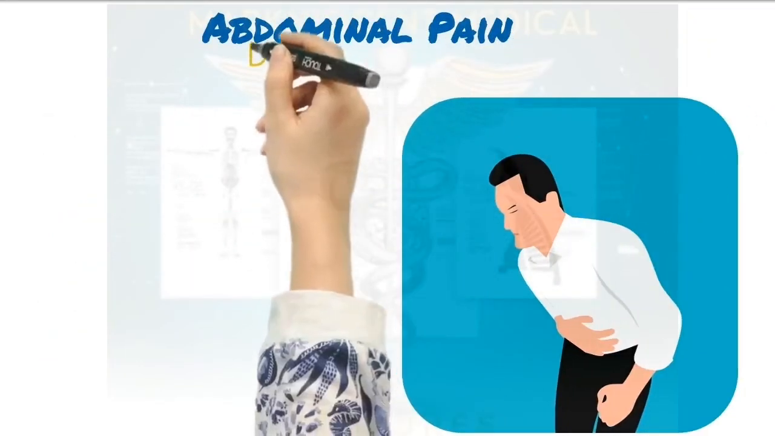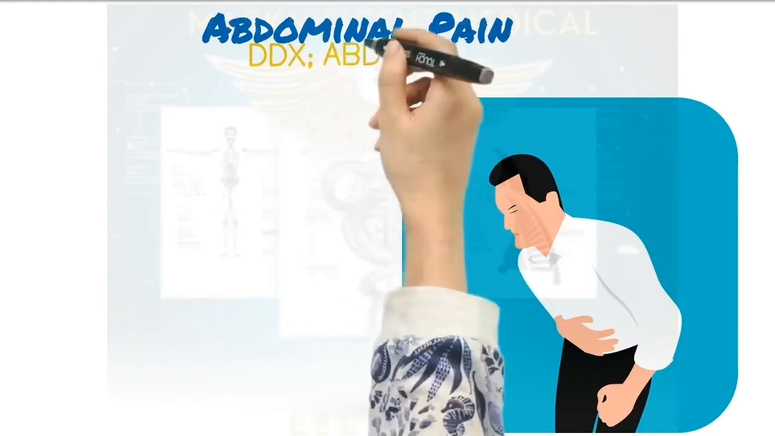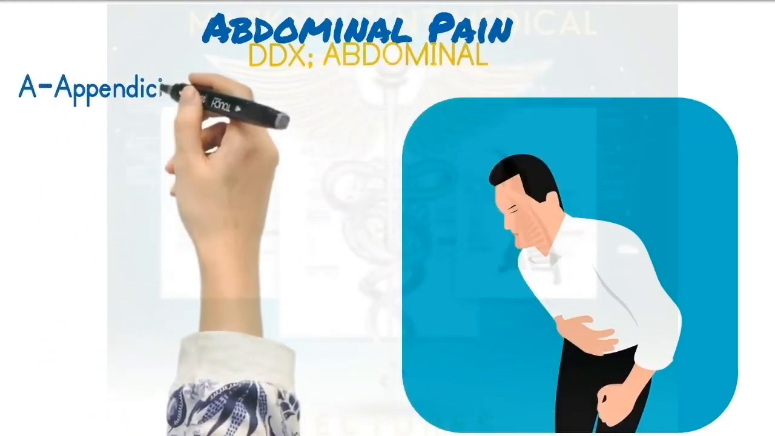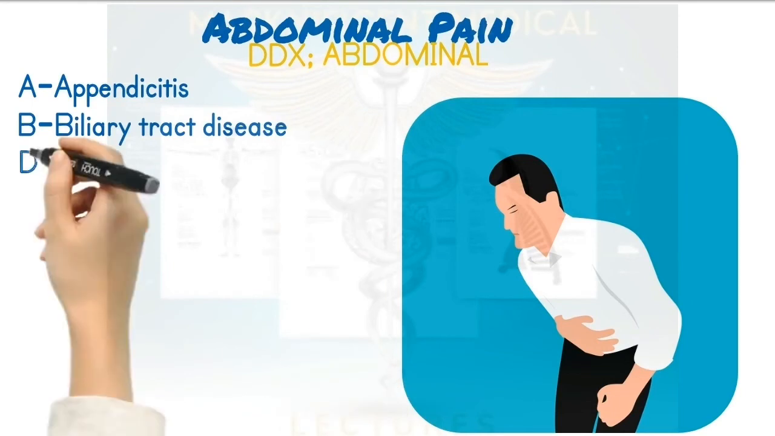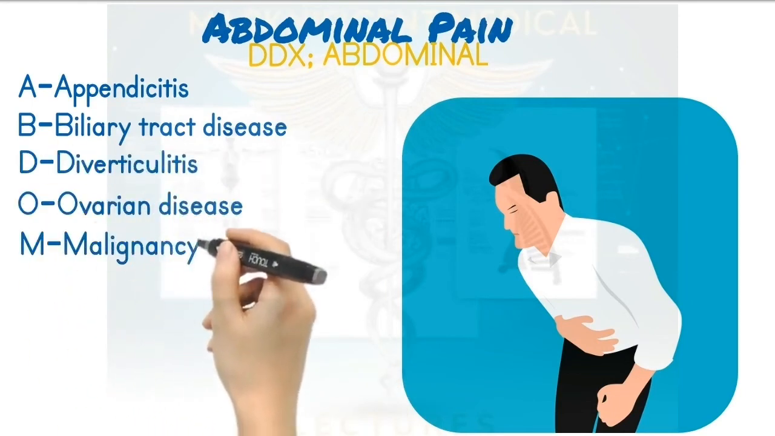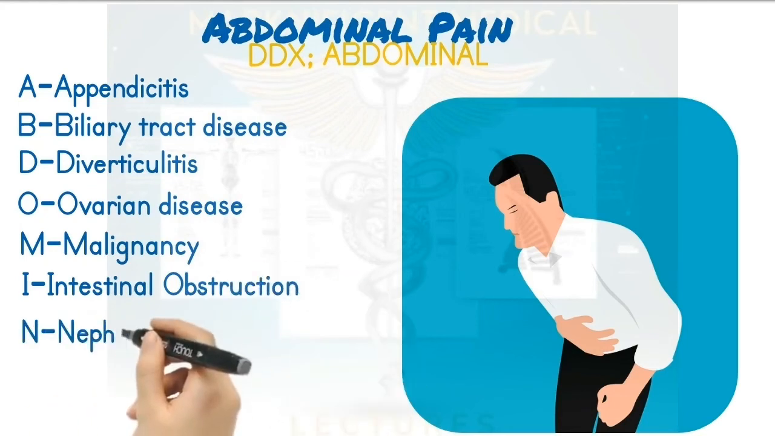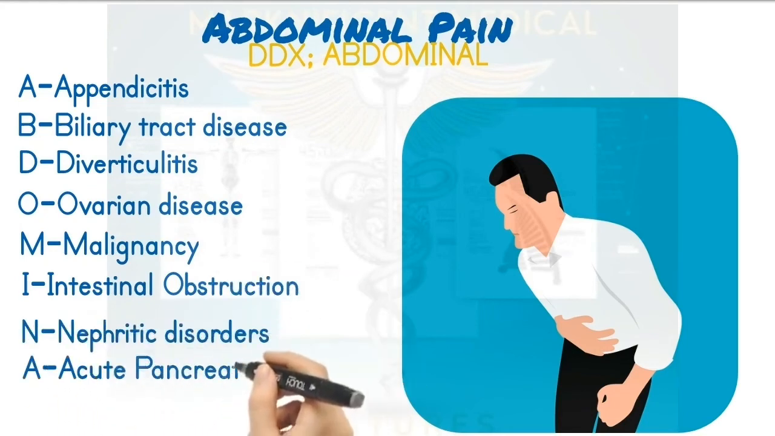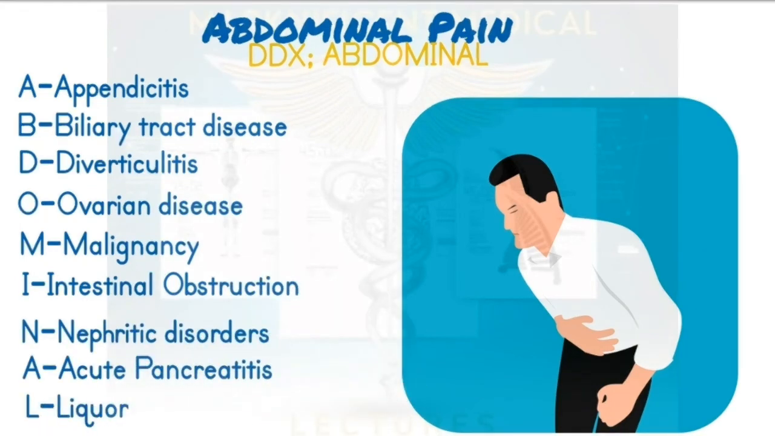Differential diagnosis of abdominal pain. Mnemonic is abdominal. Appendicitis, biliary tract disease, diverticulitis, ovarian disease, malignancy, intestinal obstruction, nephritic disorders, acute pancreatitis, and liquor, that is, diseases associated with high alcohol consumption.